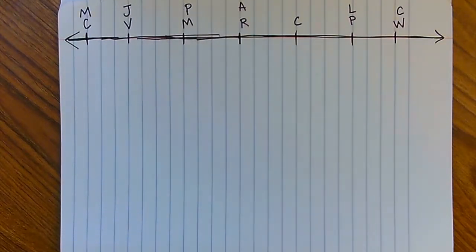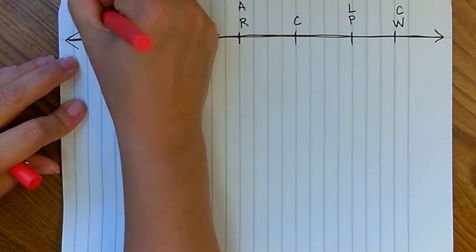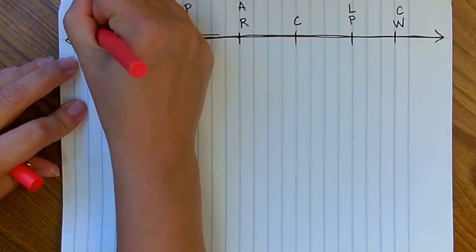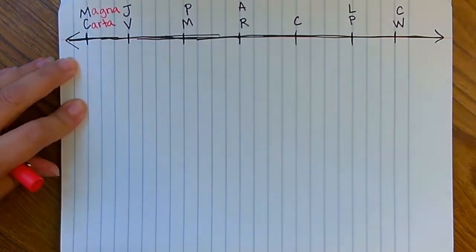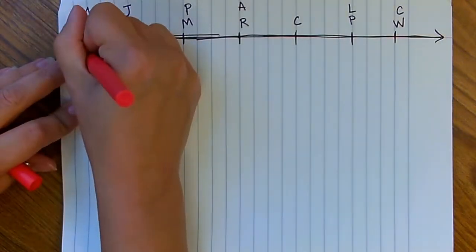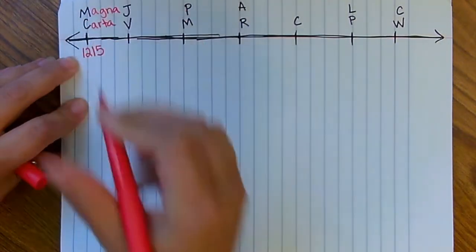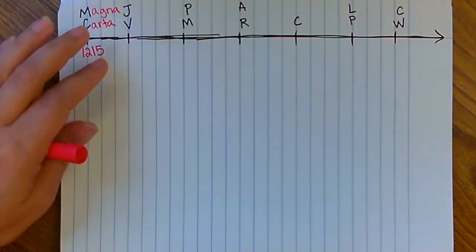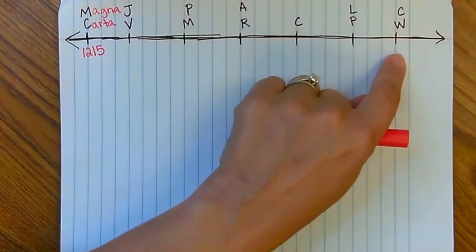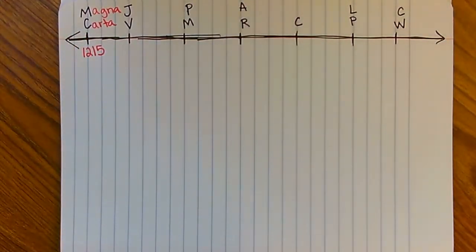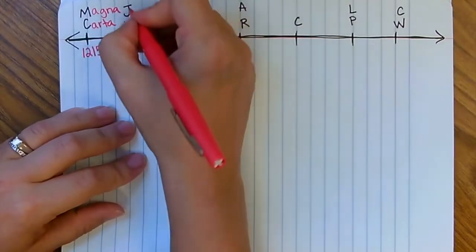All right, that MC right there is none other than the Magna Carta. The Magna Carta is a document going all the way back to 1215 in England, and we're going to see how that influences us all the way to the Civil War. All right, Magna Carta 1215.